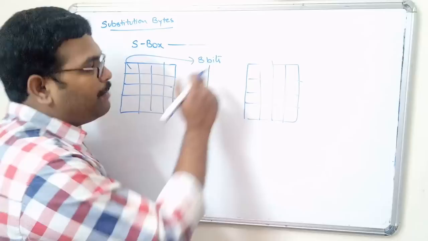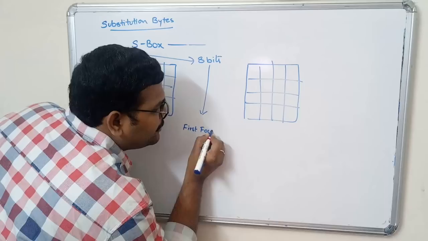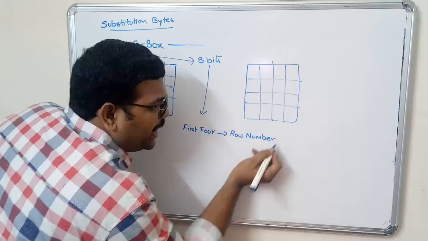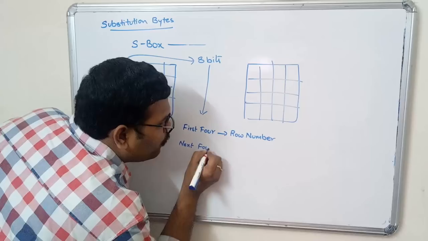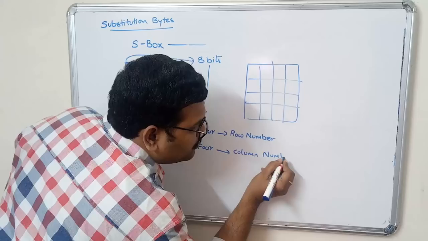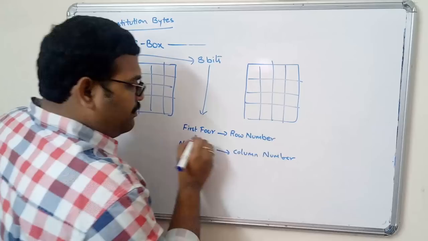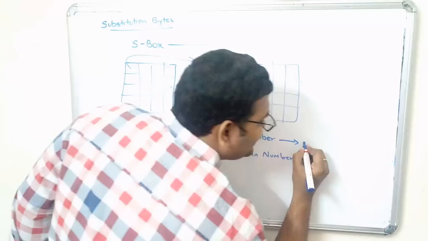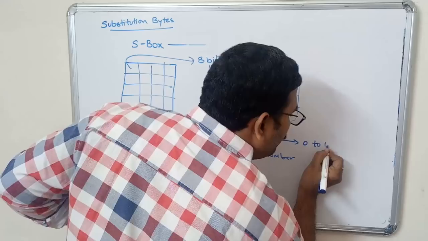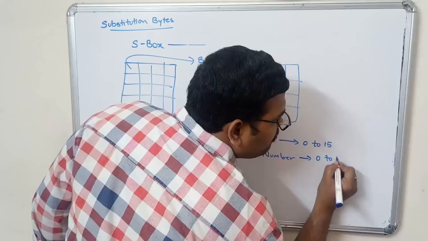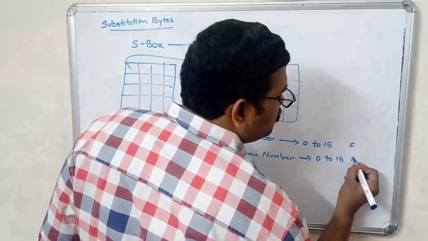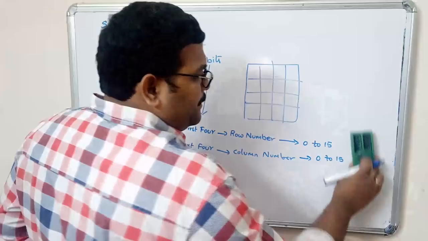Here, from the 8 bits, the first 4 bits represent the row number and the next 4 bits represent the column number. So what is the maximum number using 4 bits? It is 15, so we can represent the numbers from 0 to 15, for both row and column. Here 15 is represented as F. And the output is also 8 bits.